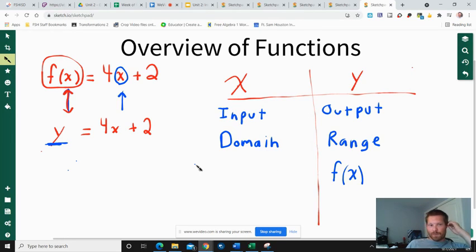All right, so there you go, guys. There's your brief overview of functions.